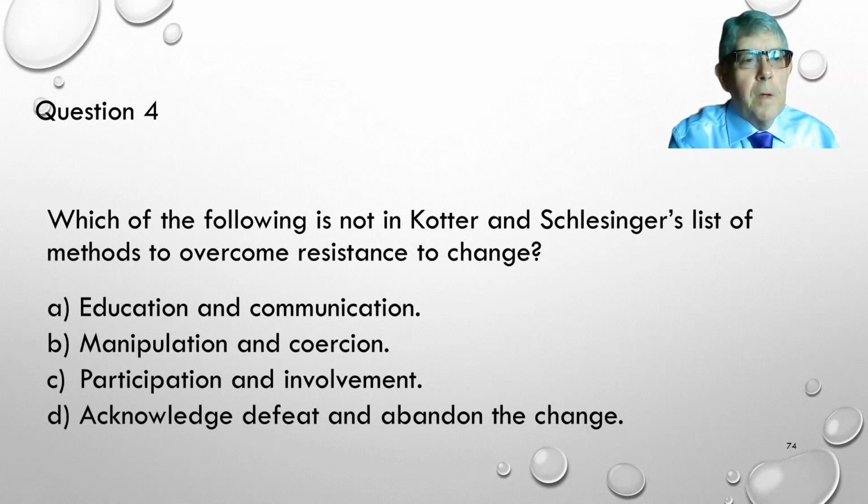Question 4. Which of the following is not in Cotter and Schlesinger's list of methods to overcome resistance to change? A, education and communication. B, manipulation and coercion. C, participation and involvement. D, acknowledgement of defeat and abandon change.